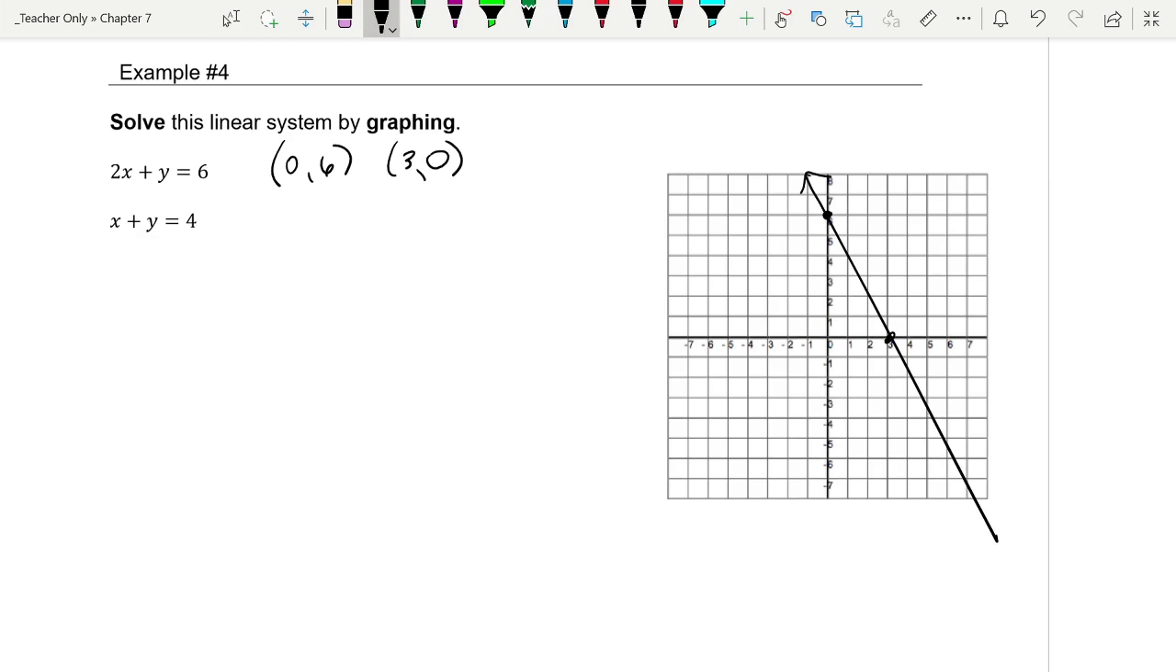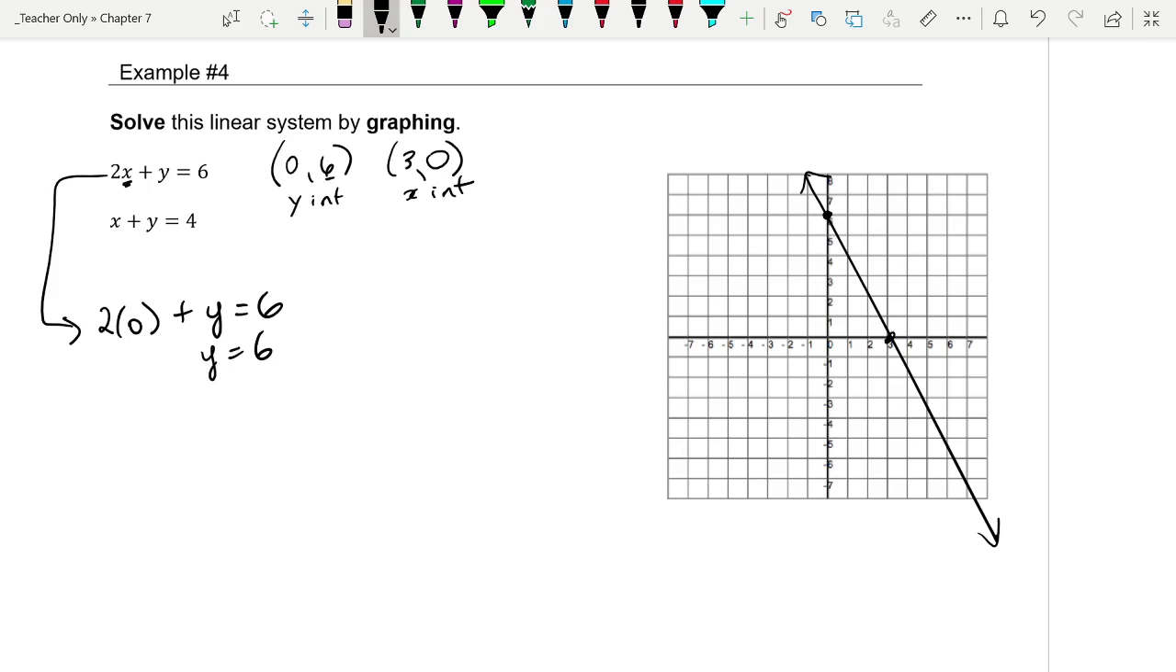Mr. Kelly? What's up? How do you get the points? By realizing that if this x is 0, here I'll go through it more formally. Remember, the x-intercept happens when y is 0, and the y-intercept happens when x is 0. That's where they cross the axes. So when x is 0, I basically just do algebra. 2 times 0 is nothing, so the equation's solved. That's where I get this 6 from.